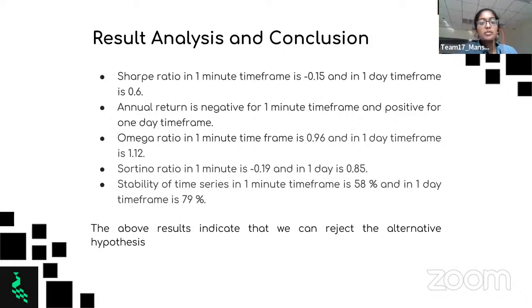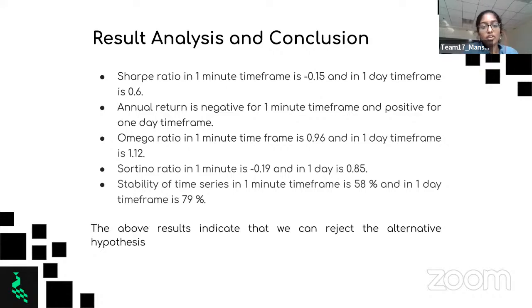We found out the results by running the backtest, and we found out that the Sharpe ratio in a 1 minute time frame was in negatives, while in a 1 day time frame it was in positives. And this Sharpe ratio is a very important metric in measuring the performance, as it tells us the risk adjusted returns.